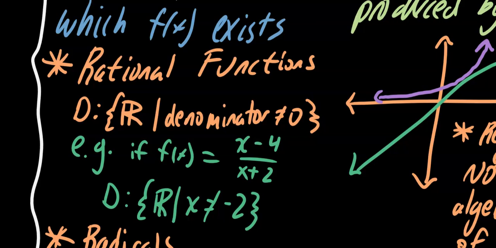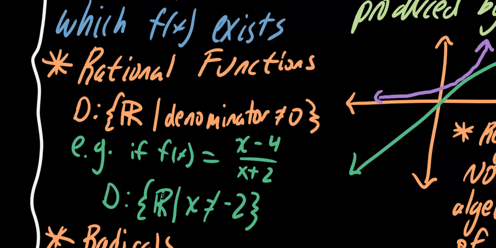Now this fancy notation right here with this R with two lines just means the set of real numbers, and this line in between basically means another stipulation to the rule, and we'll talk a little bit more about that when we get to probability. So in this case, if we have the function f of x equals x minus 4 over x plus 2, obviously the denominator is going to be equal to 0 when x is equal to negative 2. So our second stipulation here is that x is not equal to negative 2.